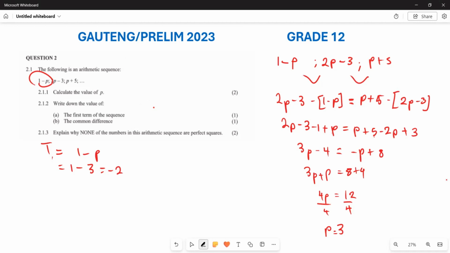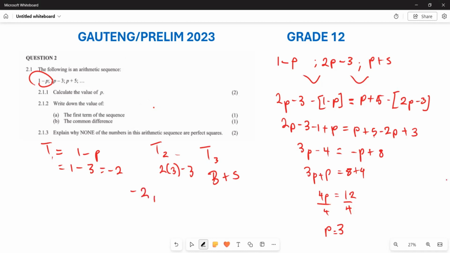And now they want you to find the common difference. How can you find the common difference? For you to find the common difference, you can work out all these other terms. Let's say now you are doing your term 2, which is given by 2 into 3, subtract 3. Then your term 3 is given by p plus 5, which means 3 plus 5. This is 2 multiplied by 3, which is going to be your 6. So which means this is the same as negative 2.